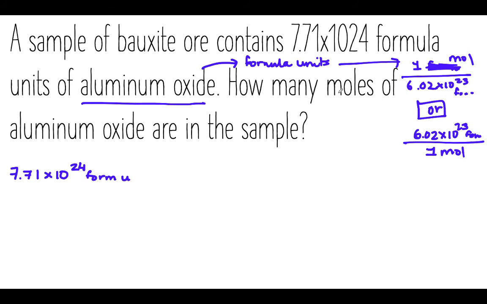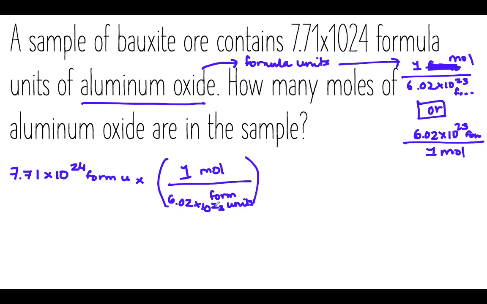So I have this many formula units, and I want to find the number of moles in that value. So what I would have to do is I want to cancel out formula units, so I'm going to write formula units at the bottom. And I want moles at the top. And remember, wherever there's the mole, I'm going to write the 1. And wherever there's the type of particle, I'm going to write Avogadro's number, 6.02 times 10 to the power of 23 formula units. So if I complete this calculation, I'm going to get 12.807 moles. So what I would have to do this calculation is 7.71 times 10 to the power of 24 divided by 6.02 times 10 to the power of 23.